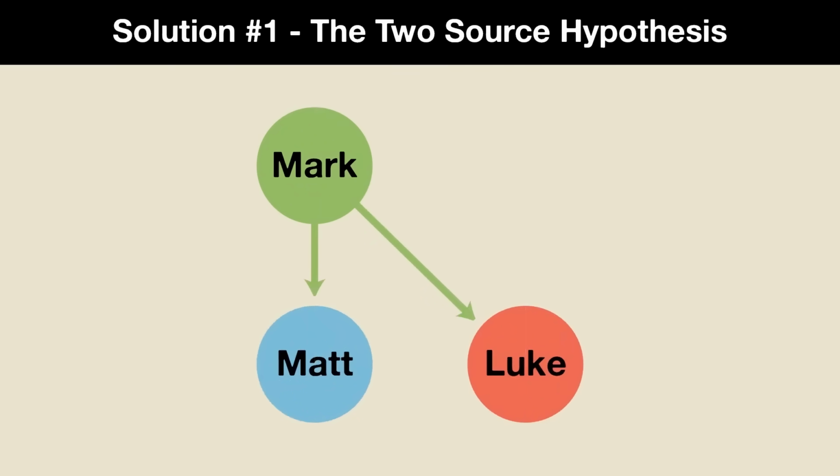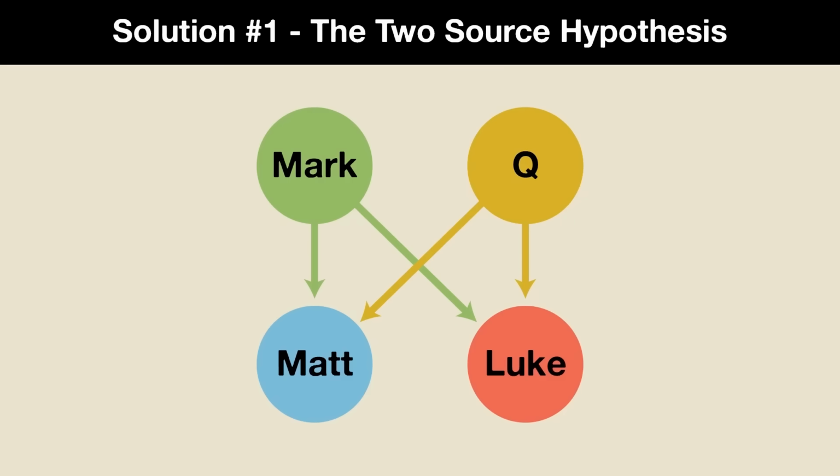I'll start with the one that is by far the most accepted solution these days. It is called the two-source hypothesis. This hypothesis is based on the idea that Mark was written first, and that both Matthew and Luke used Mark as a source. However, it also introduces the idea of a second source, which was available to both Matthew and Luke, but not to Mark. This second source is called Q, but unfortunately, it no longer exists. The idea is that Q was simply a collection of short sayings attributed to Jesus.